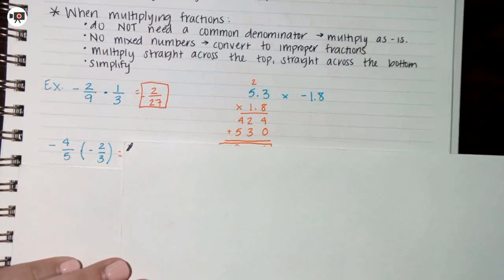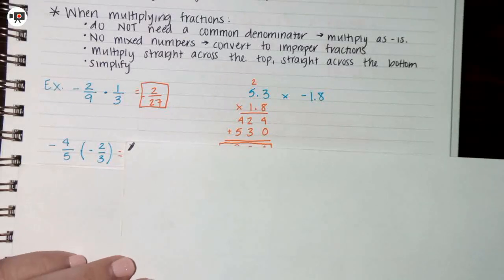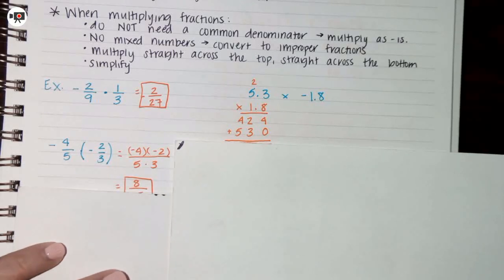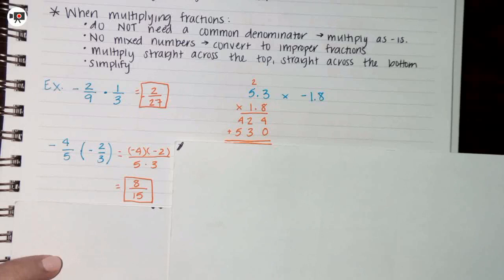For negative 4/5 times negative 2/3, this will be a positive answer, and we get negative 4 times negative 2 is 8, and 5 times 3 is 15.